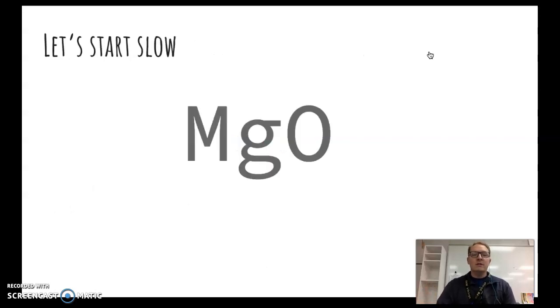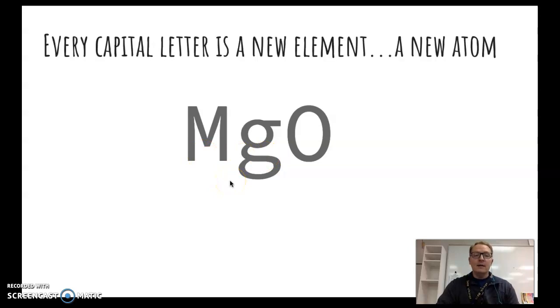We'll start off relatively slow. This is magnesium oxide. You can see from the periodic table magnesium here and oxygen right here. Now, some people get caught up because there's two elements here, but there's three letters. So the rule is every capital letter represents a new element. If you see a lowercase one, that simply means that this lowercase g goes along with this M.